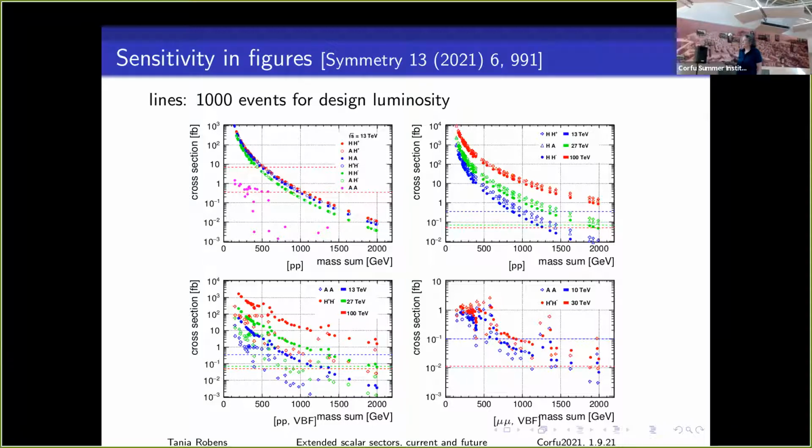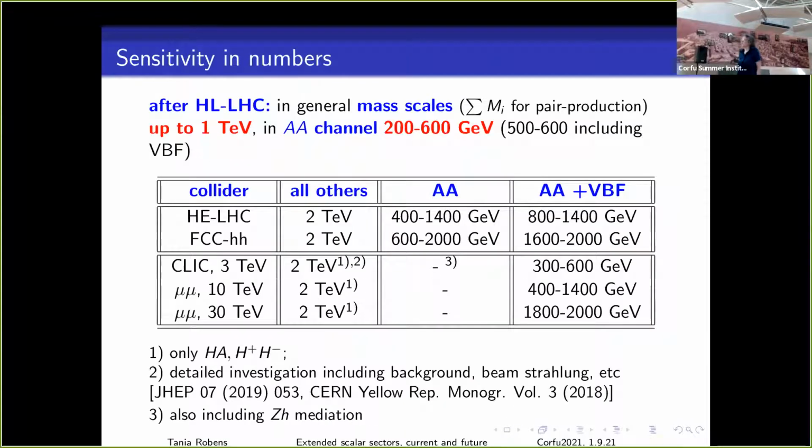And on the right-hand side, we played the same game for muon colliders. Again, the structure here is not so clear, so you don't have this pure falling behavior. But on the other hand, at 30 TeV you're basically covering nearly the whole mass range we were looking at. So this is the same in numbers. Again, after high-luminosity LHC, basically you reach the sum of masses up to 1 TeV, apart from the AA channel, which is much lower.